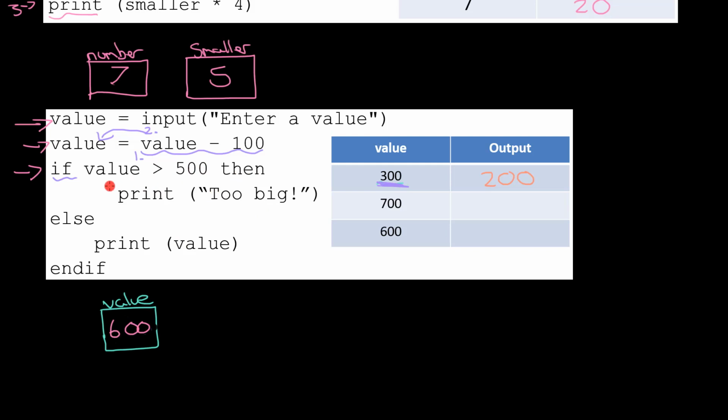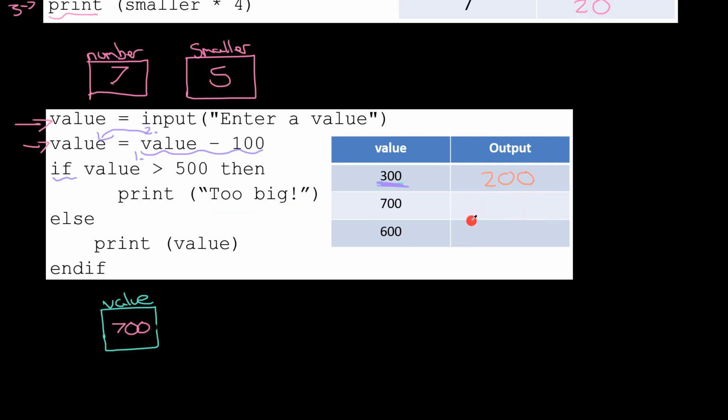Is value greater than 500? We're looking at this condition, value greater than 500. Yes, because value is 600, isn't it? So if value is 600, then I'm doing this bit, print too big. So actually in this case, I'm not outputting a number, I'm outputting the words too big. Okay, our last one.